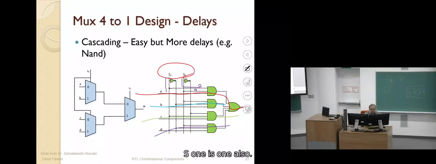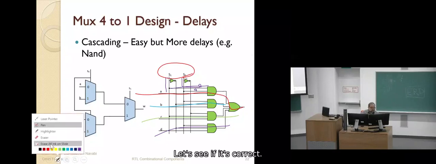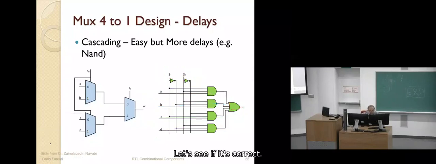Okay, S1 is 1 also. So this is 1, 1. So it's not good. The first one should be 0, 0. Let's make it again and see if it's correct. So this is S0, this is S1. So this should select D, not A. And the last one is good.